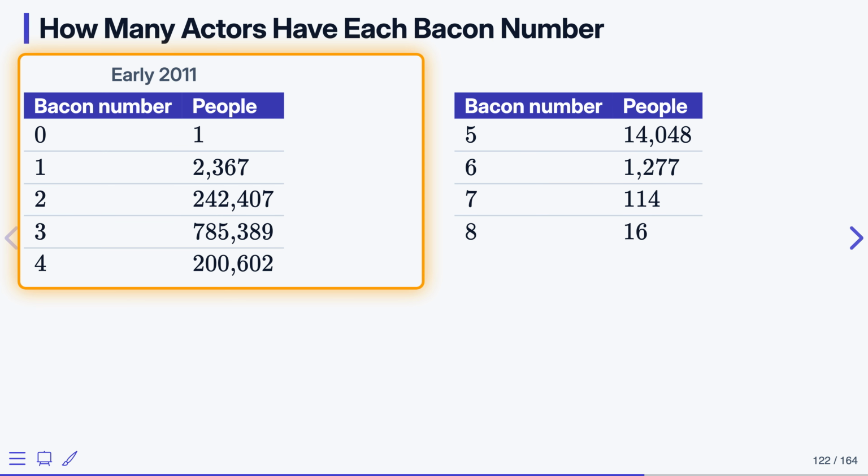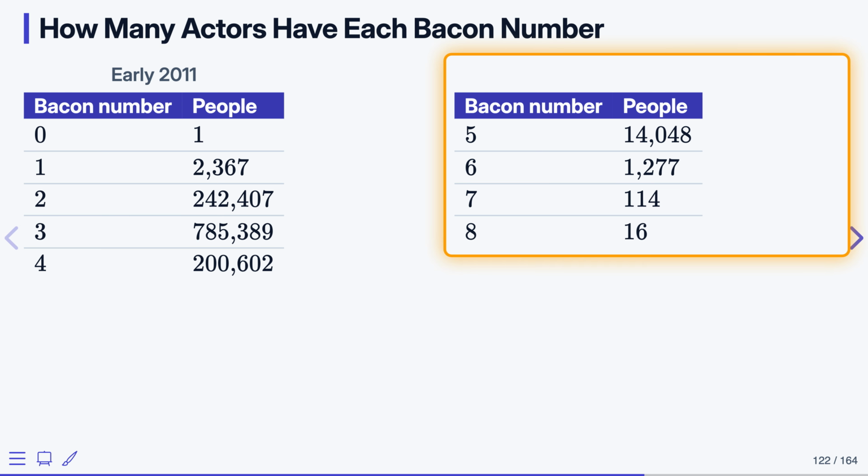These are the Bacon numbers. One person has number 0, and that is Kevin Bacon. 2,367 actors have number 1. And then look at number 3, 785,000 people. That is the peak, and it is enormous. Almost every working actor is within 3 or 4 steps of Kevin Bacon. Only 16 people are as far as 8, so the Hollywood graph is very tightly connected.